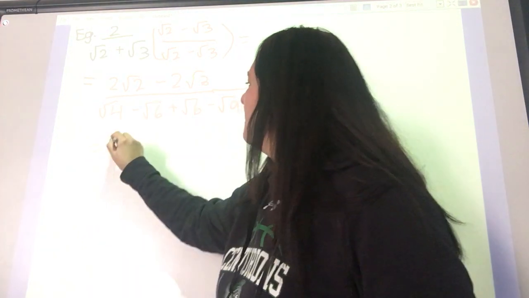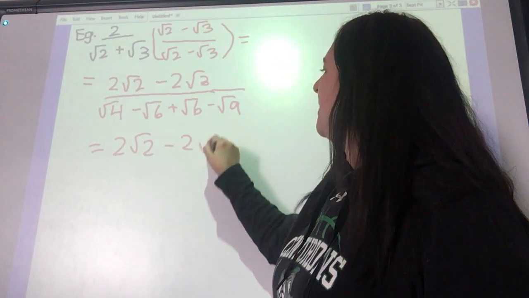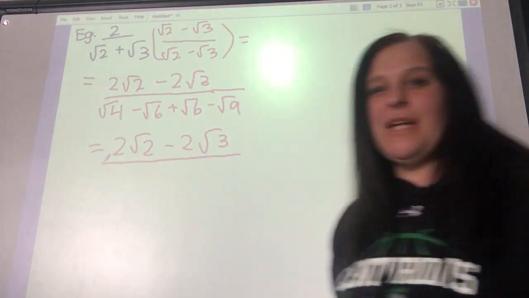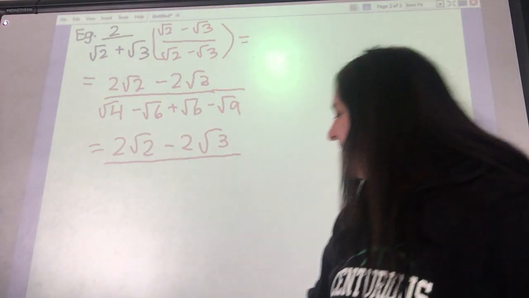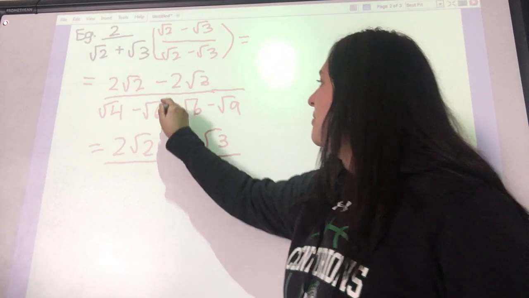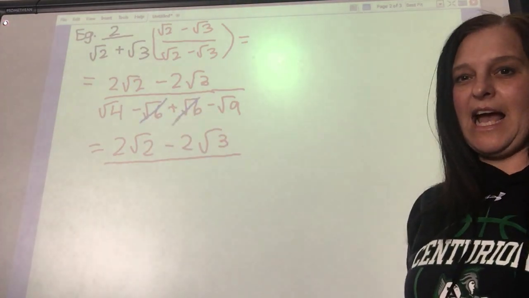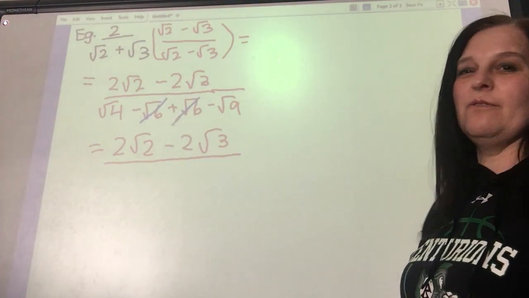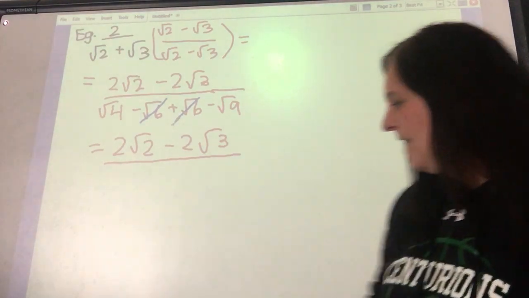Can we combine like terms? The numerator, we are done. There's nothing we can do. But the denominator, something should cancel out. If we've done it correctly, the two middle terms always cancel out. They have to. And if they don't, that means we've done something wrong. The two middle terms always cancel out.